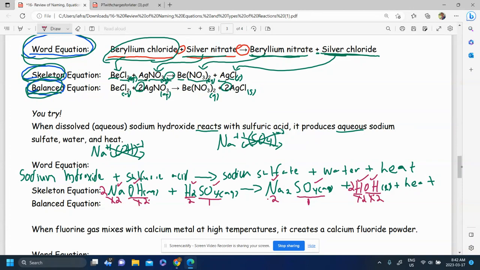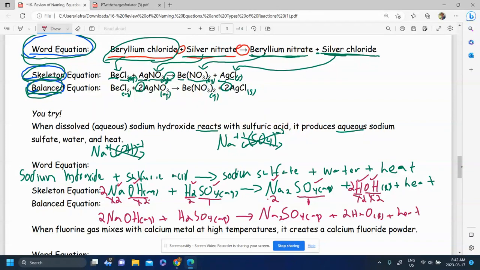Okay, so just to rewrite that here, we have 2 NaOH aq plus H2SO4 aq produces Na2SO4 aq plus 2H2O liquid plus heat.